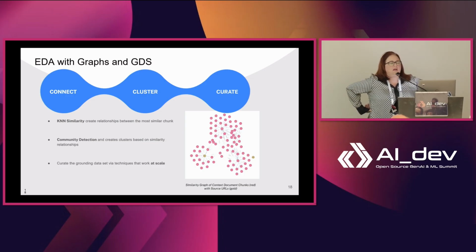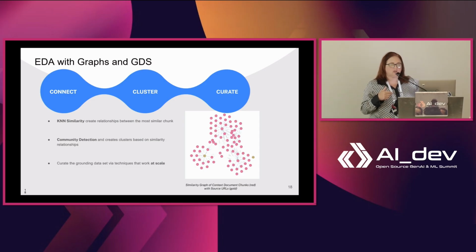So the big philosophy here that we're going to talk about is this element here, and it's called Connect, Cluster, Curate. These are the building blocks that are going to allow you to actually curate your RAG set at scale. The way that we do it is we do a KNN similarity. And so we actually create relationships between the chunks that are the most similar, right? That's the first thing we do.